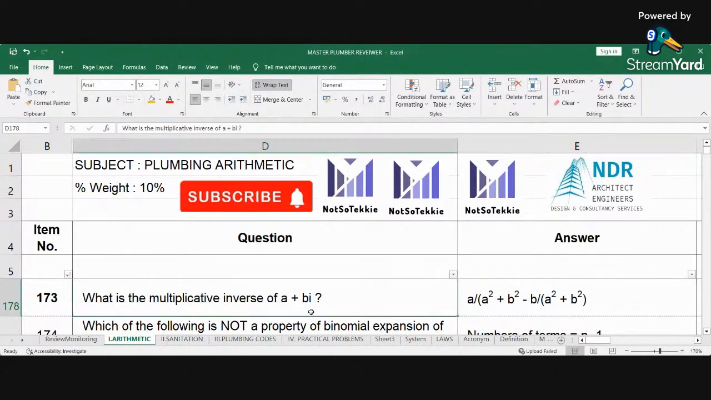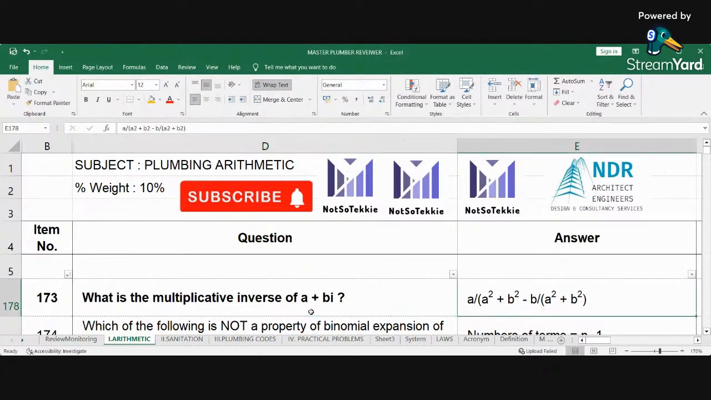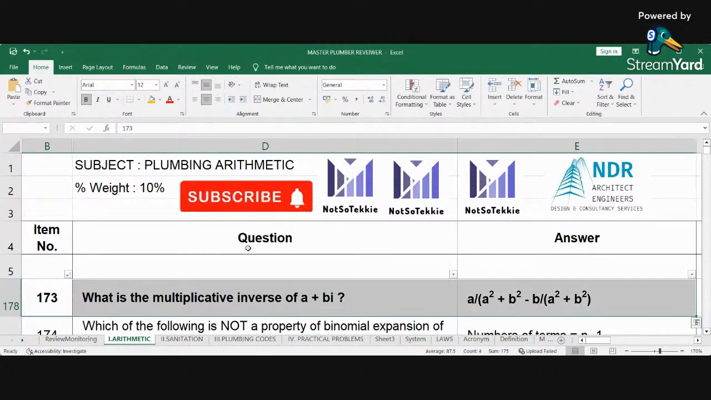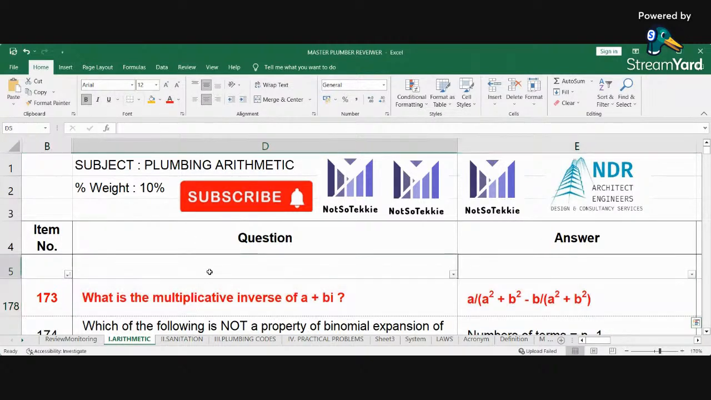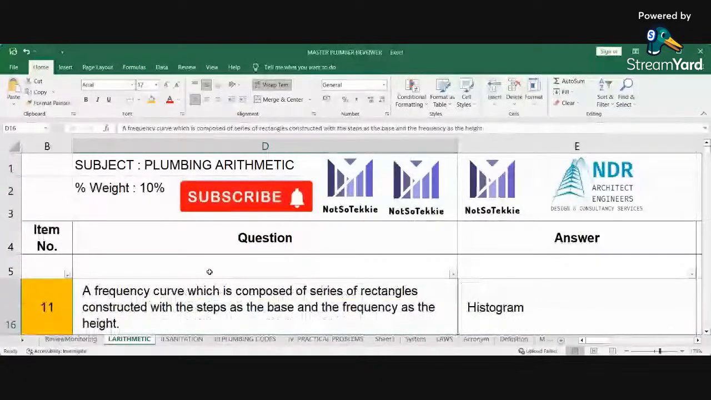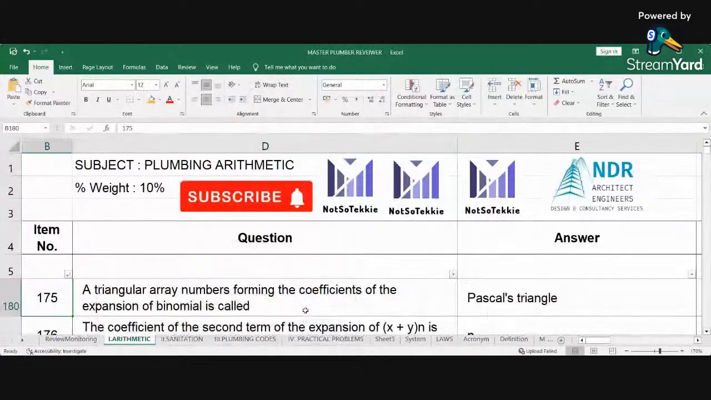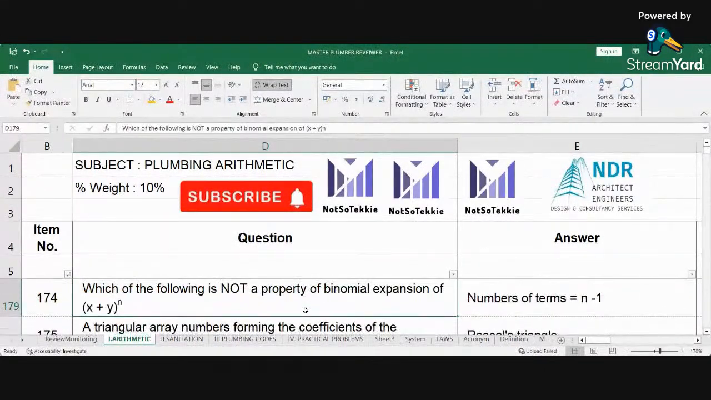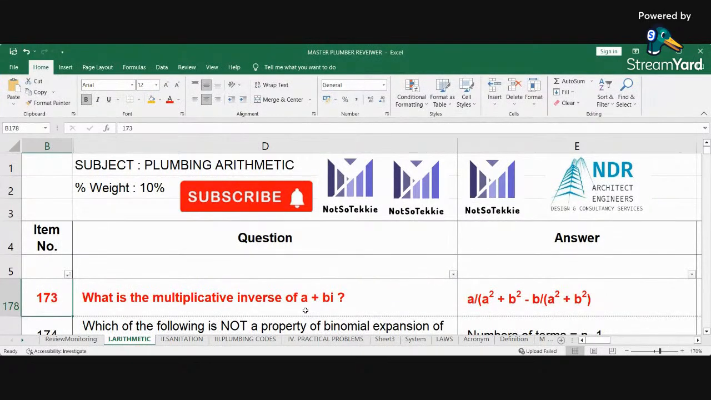173. What is the multiplicative inverse of a plus bi? Hindi ko na sasabihin kung bakit nagkaganito. Naguluhan din ako. Bahala na po kayo. Ang alam ko kasi dito, 1 over the quantity a plus bi. Kailangan mga basic kung alam. 174 pala yun. Bahala na po kayo. 173. Yan siya.